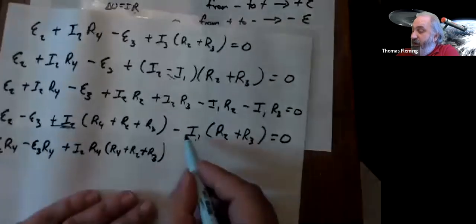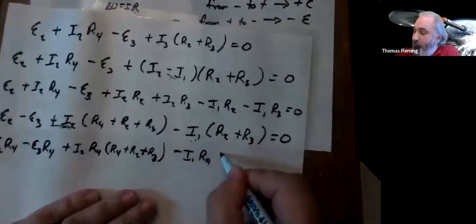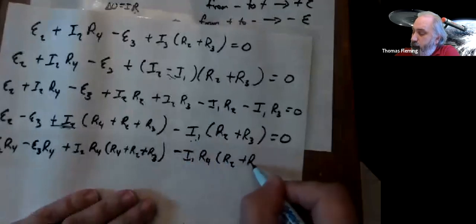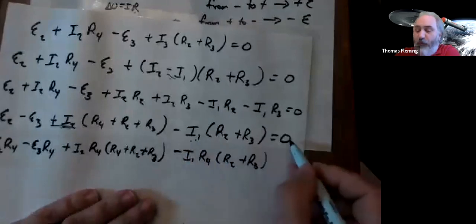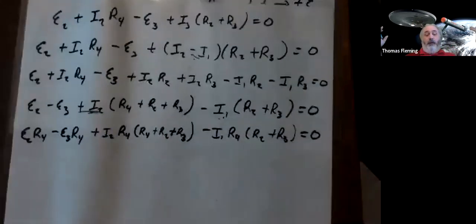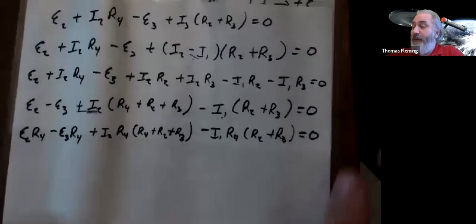This one here, I'm just going to multiply by R4. And of course, 0 times R4 is still 0. Boy, that's ugly, but apparently it's still true. That was easy. Now, what about this other equation?